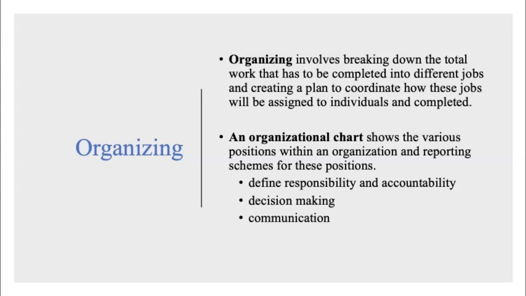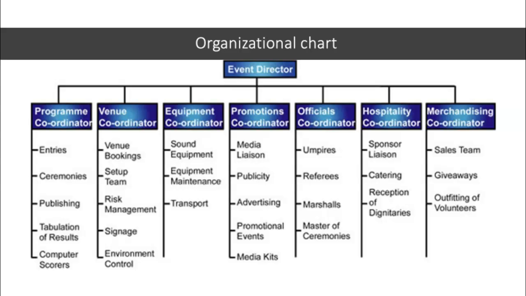So this is about the goals of having an organizational chart. Let's look at a great example: hosting an event. This is an example of what the organizational chart looks like. First of all, we want someone to be responsible for the venue, someone responsible for the programming, someone responsible for equipment, promotions, officials, coordinators, possibilities, and merchandising.